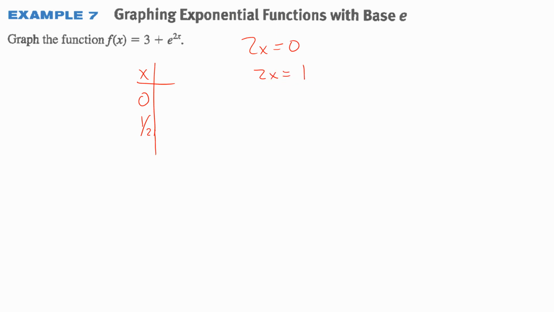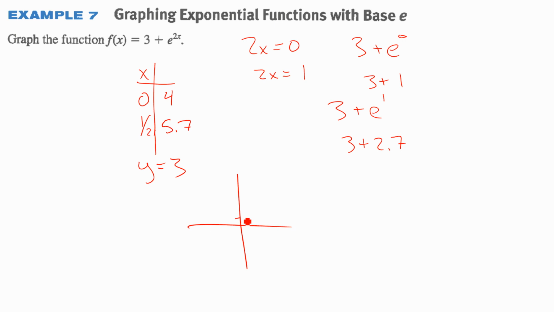If we plug in 0, 3 plus e to the 0, that's 3 plus 1, which is 4. And then we're going to say 3 plus e to the first, which is 3 plus about 2.7, so about 5.7. Our asymptote is y equals 3. So (0, 4) and about (1/2, 5.7).